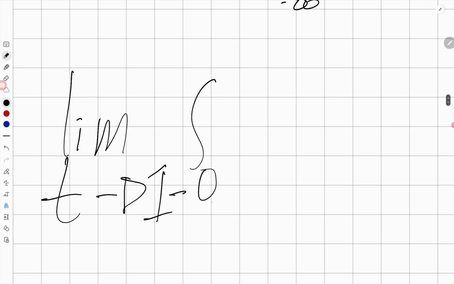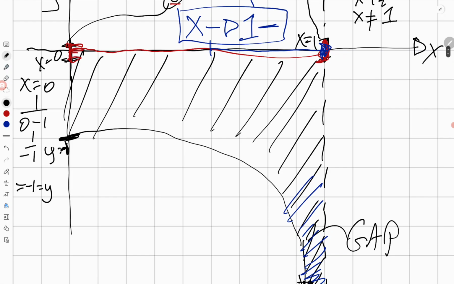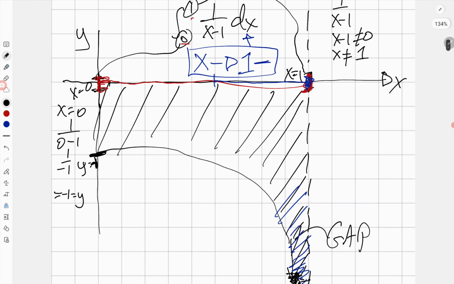So the 0 is not a problem, but because 1 is a problem, this t goes up here, right? So like t here now and t up there, got it? And then it's going to be 1 over x minus 1 dx. So why t suddenly, when everything that we have seen here so far has been in terms of x alone?